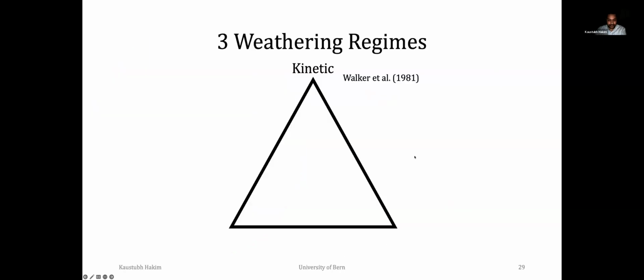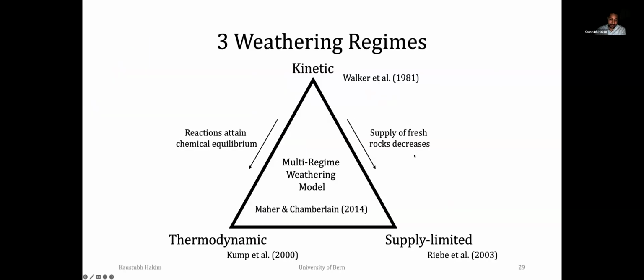For this particular case, we applied a 3-regime weathering model. With this model, we really show that it is important to use these kinds of models, because most of the previous work in exoplanet literature considers the kinetic regime of weathering, but there could be different regimes, two of which we explore in the study I'll show: thermodynamic and supply-limited weathering.